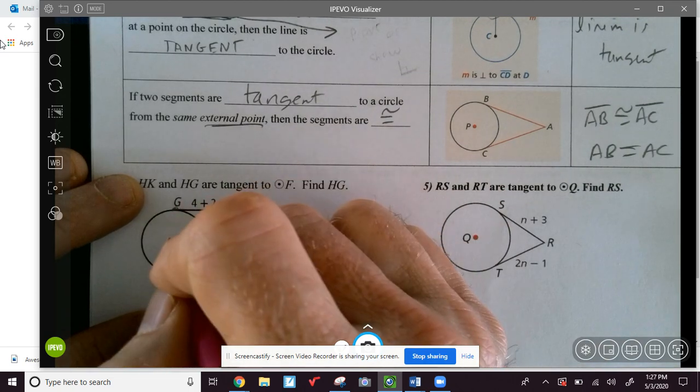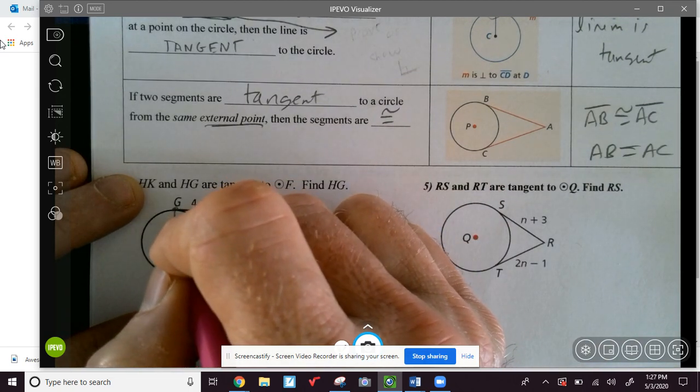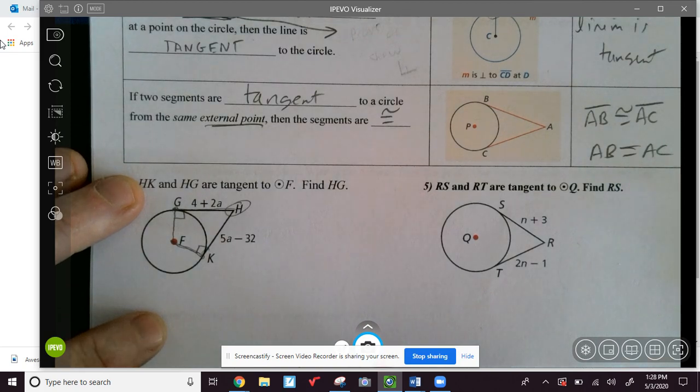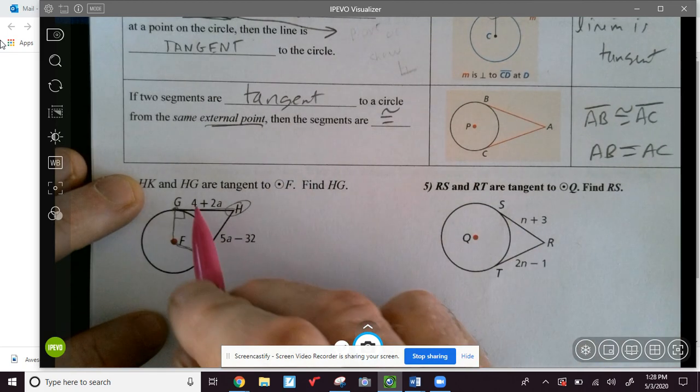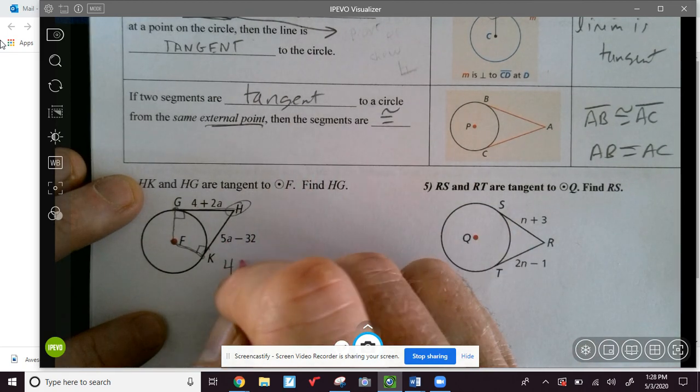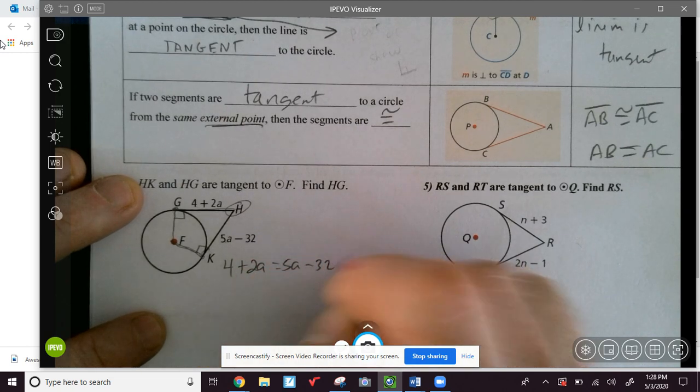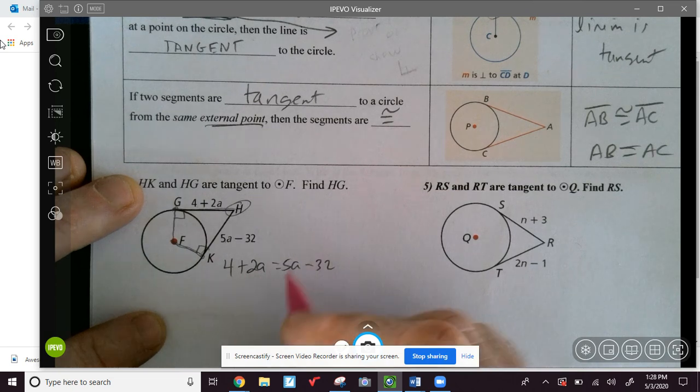That means if I was to draw a radii here, it'll be right angles there, just FYI. So we know that these will be congruent to each other. So 4 plus 2a equals 5a minus 32. I'm going to subtract 2a from 5a and get 3a on this side. I'm going to add 32 and get 36. Divide by 3. And I believe we get 12 equals a.